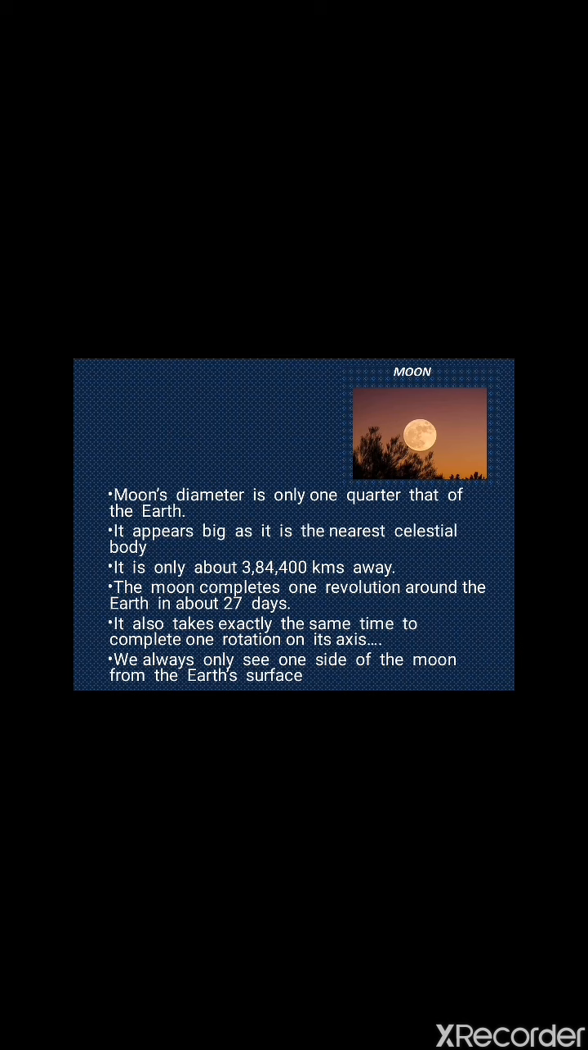Now compare this to the movements of the moon. The moon takes the same time to complete one rotation and the same time to complete one revolution. So it is completing one full circle on its axis in 27 days, and it is also completing one round around the Earth in 27 days. And that is the reason that we always only see one side of the moon from the Earth's surface.